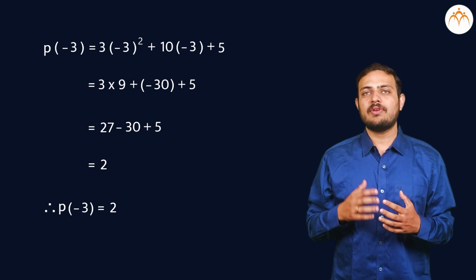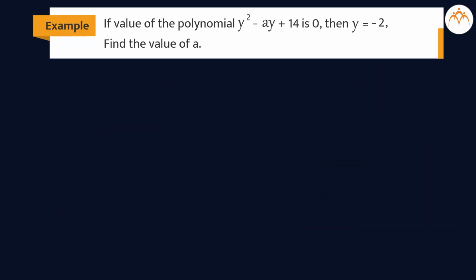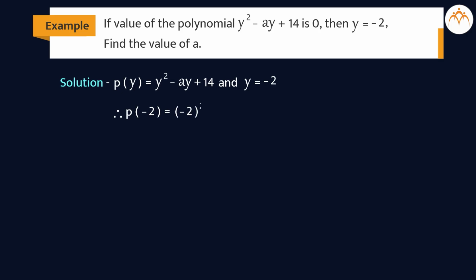Now, let's study one more example. If the value of the polynomial y square minus ay plus 14 is 0, then y is equal to minus 2. Find the value of a. Solution: p(y) equal to y square minus ay plus 14 and y is equal to minus 2. Therefore, p of minus 2 is equal to (minus 2) square minus a into minus 2 plus 14, equal to 4 plus 2a plus 14, equal to 18 plus 2a.